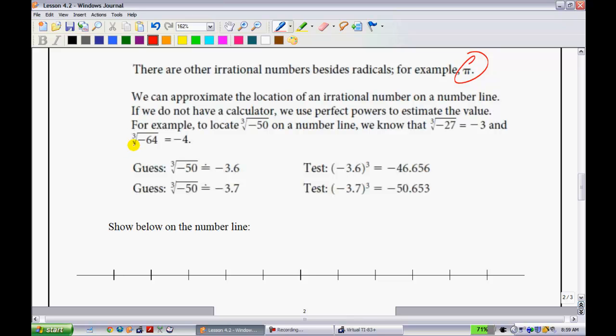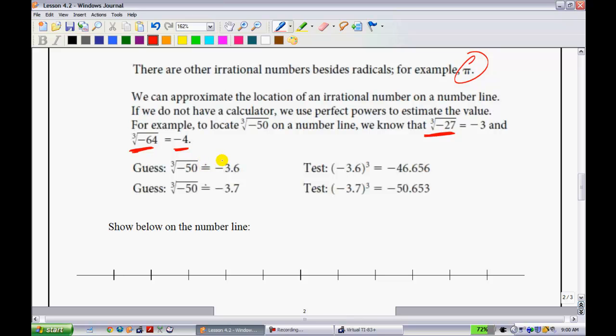So, for instance, to locate the cube root of -50 on a number line, we know that this is a perfect cube. The cube root of -27 gives you -3. And we know that the cube root of -64 gives you -4. So since we see that the cube root of -50 is between there, we can make a couple guesses right here. All right, so here are a couple guesses that I gave a try.